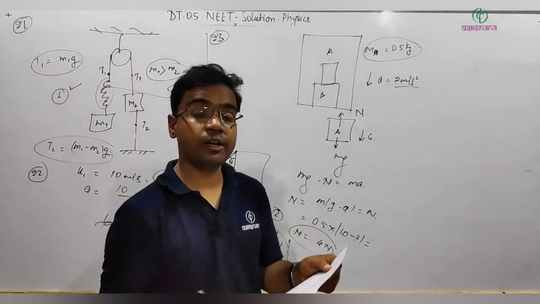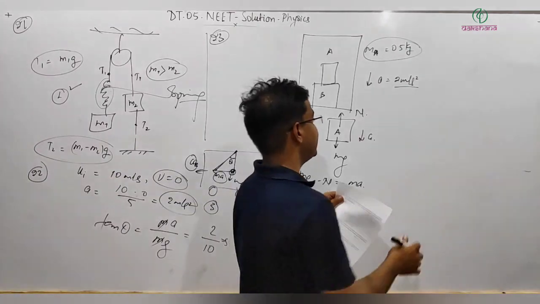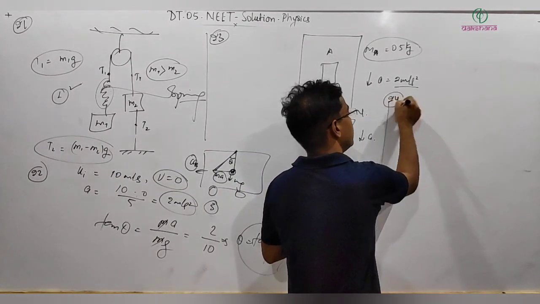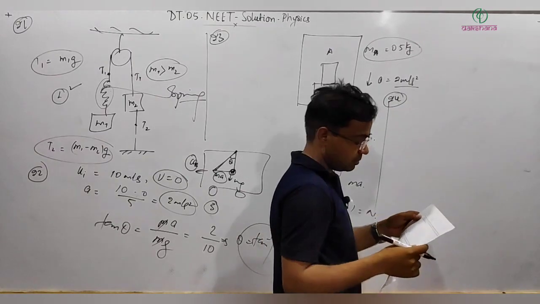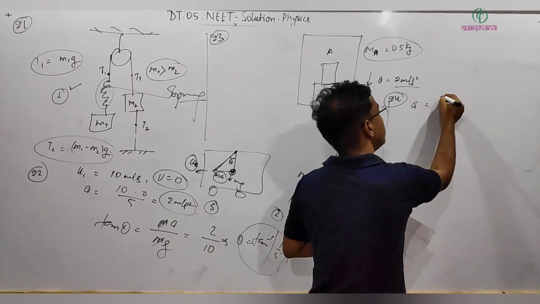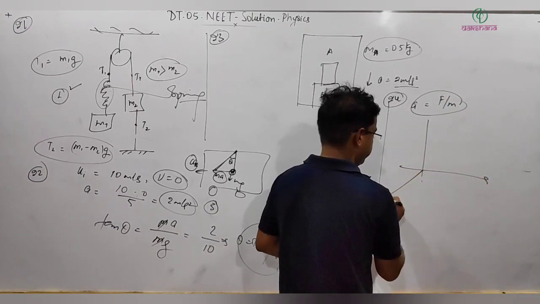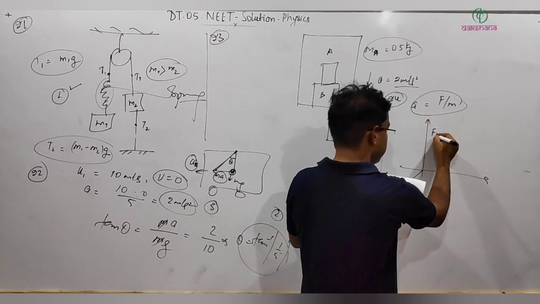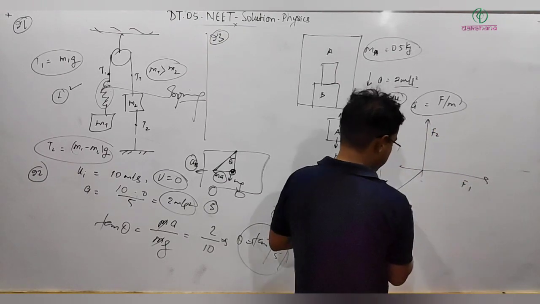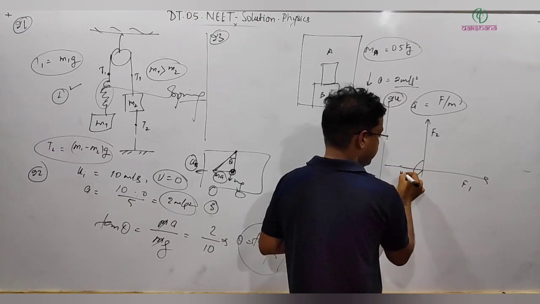Next question number 24. When a force F acts on the body of mass M, then acceleration produced is A. So acceleration, I can write A is equal to F divided by M. Now the situation is something different here. Here it's F2, it's F1 and F3. This angle is 135 degree, means this is equal to 45 degree.